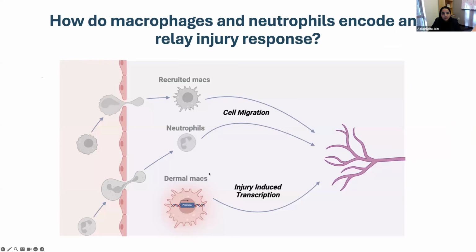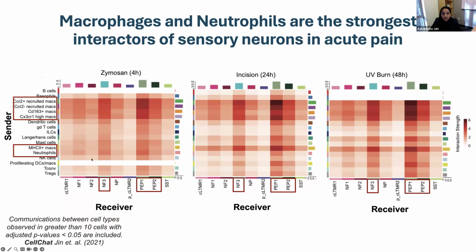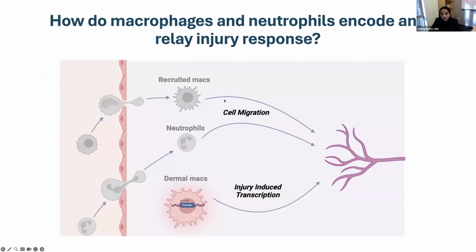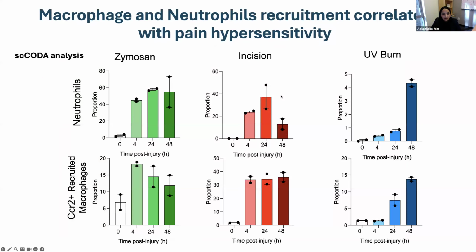All right, so if macrophages and neutrophils are the most interacting cell types with these sensory neurons, there are two ways they could be interacting. Either they are the most migratory cell type, so they are responsible for the most landscape shift within the sensory neurons, or they're undergoing injury-induced transcriptional programming change, and as a result, making new ligands that were not made before. So we looked at both of these types of changes. Number one is the amount of actual cell infiltration for both neutrophils and macrophages.